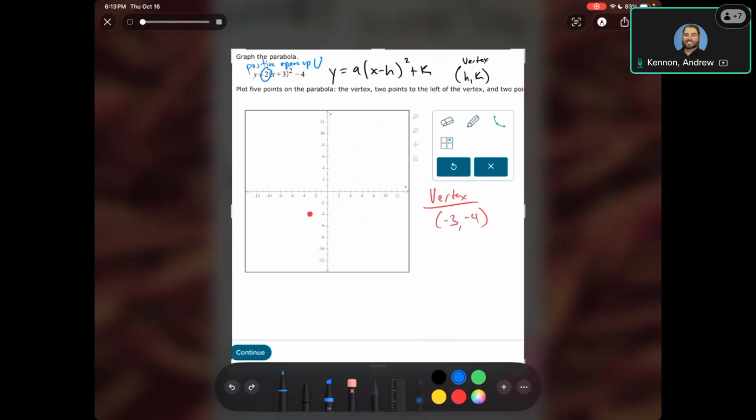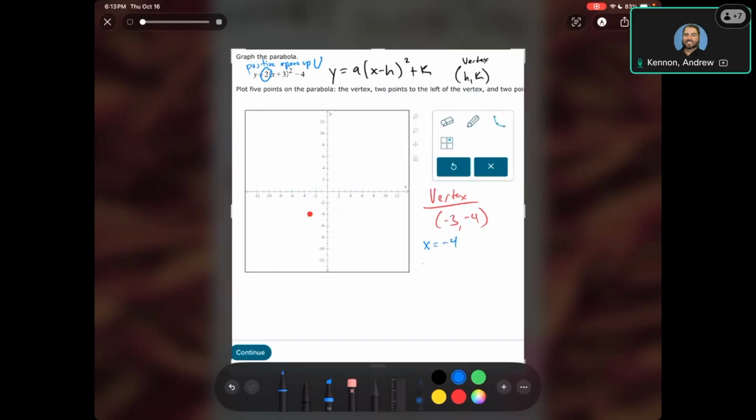All right. So it says 2 points to the left and 2 points to the right. So you can pick 2 points to the left or 2 points to the right. Any 2 points you want. I would pick 2 right next to it. So since it says 2 points to the left, I'm just going to do 2 points to the left. 2 points to the left of this one right here would be -4, -5. So I am going to plug in -4, -5.